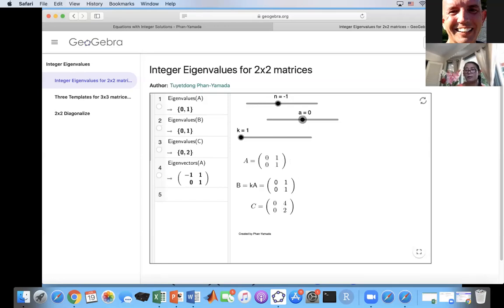Then you have this part and you change this here, so you can have all this here. So this is matrix A and the eigenvalue of A right here, the eigenvalue of B right here, 0 here, and the eigenvector for A right here. I didn't show the eigenvector for B and C. Maybe later I will update more for that part.